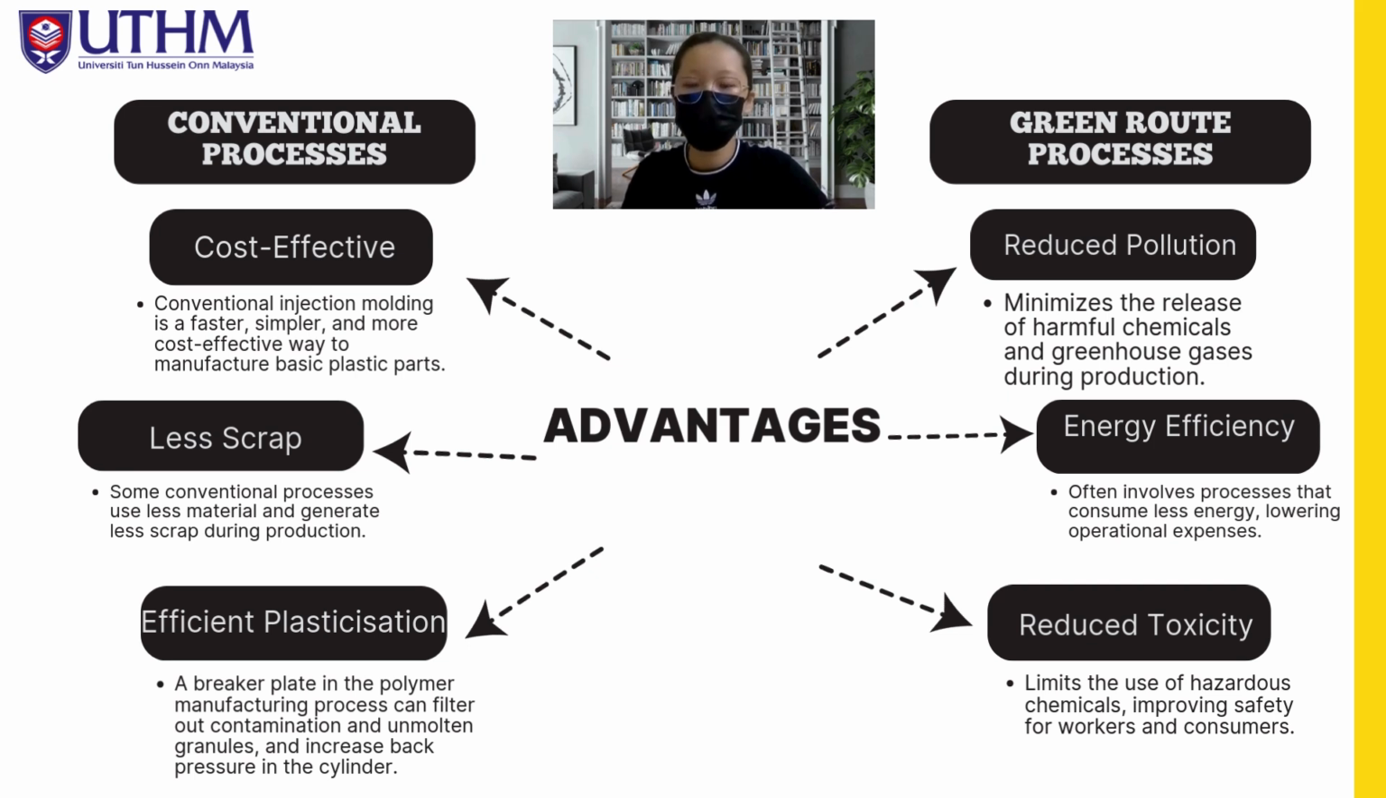Now I'm going to present about the advantages for conventional processes and green route processes. So for the conventional processes, the first advantage is cost effective. Conventional injection molding is a faster, simple, and more cost effective way to manufacture basic plastic parts.